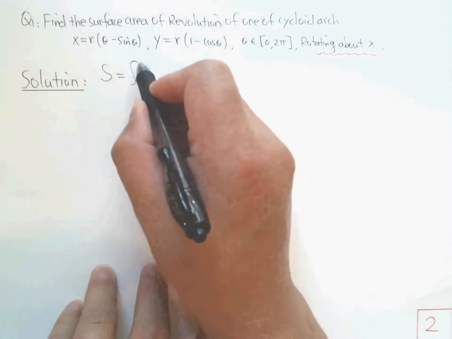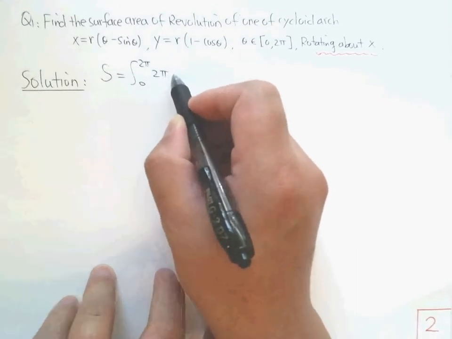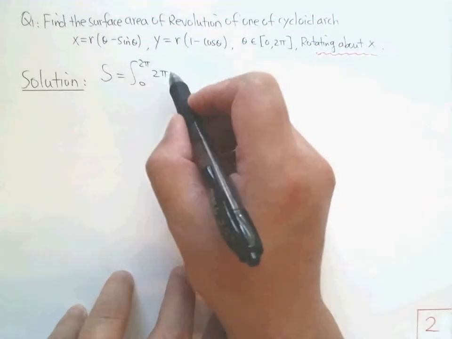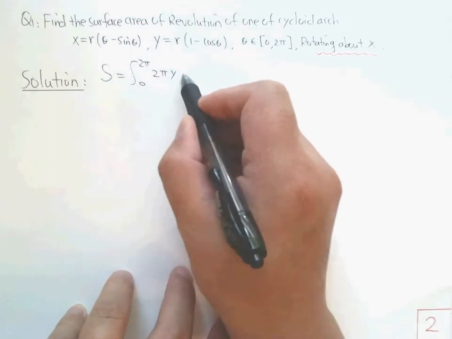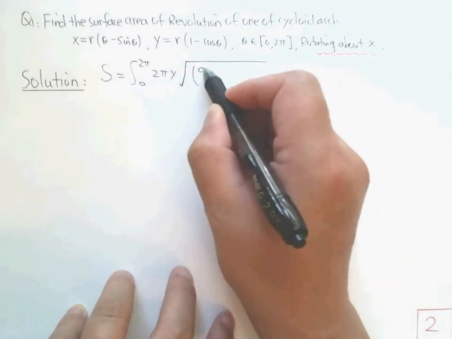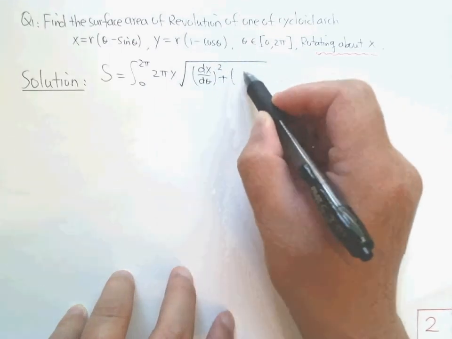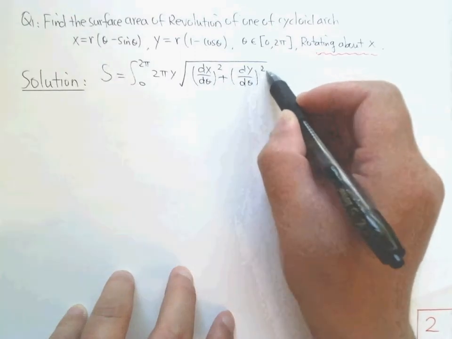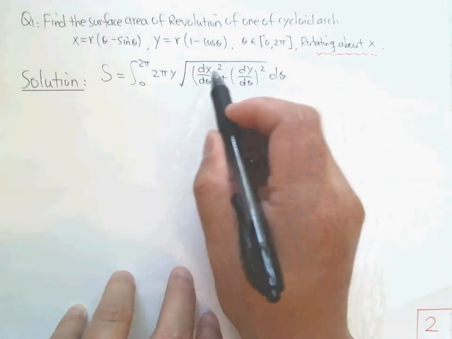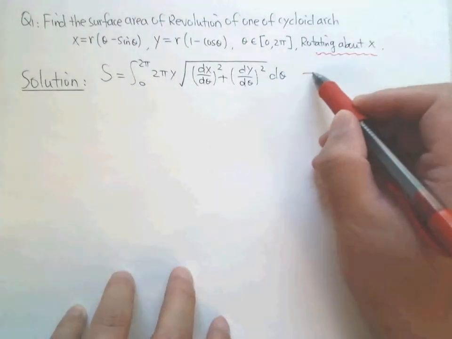So theta is from 0 to 2 pi. And the 2 pi, do you remember? 2 pi y or x? 2 pi y, right? Because this is rotating about the x. Rotating about the x, the radius is y. 2 pi y, the circumference, times ds. What is ds? I directly put the ds here. ds this time goes to the square root of (dx over d theta) squared plus (dy over d theta) squared, and then d theta. You plug d theta inside and then cancel the d theta, we get the square root of dx squared plus dy squared. This is ds, right? That's the formula we need.